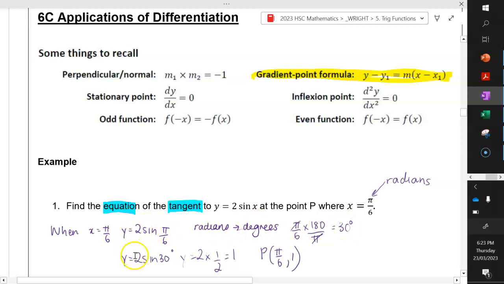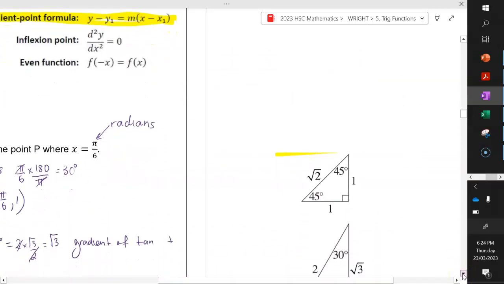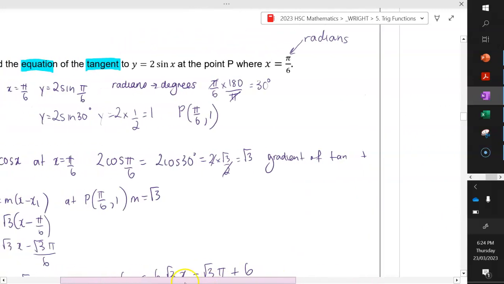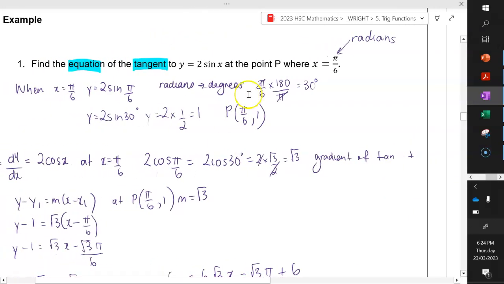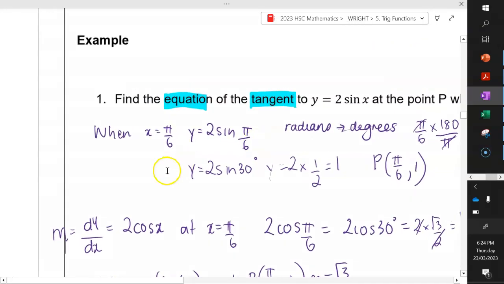So my y is 2 sine of 30, and you're going to pop over to your special triangles, which I have over here, and you'll have on your formula sheet or the back wall of the room. We've got sine of 30, which is opposite on hypotenuse, which is 1/2. So we end up with 2 times a half, which is 1. So we now have our point P, which is pi over 6 and 1. What we need to do is now find our gradient of that tangent, our m.